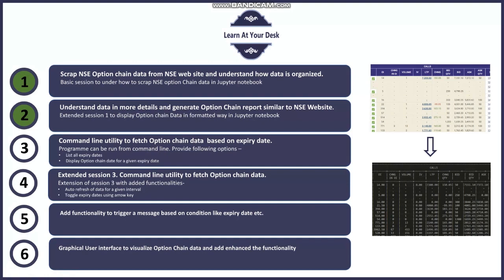The fourth session will extend session 3, where we will add more functionality. A couple of them are auto refresh of the data. For example, if we select the date, it will keep refreshing for a given time interval. Then we will provide some key control where, through the arrow keys, you can toggle between different expiry dates. For example, if you press the up and down arrow keys, you will keep navigating to a different expiry date. And further we will add more videos to have much more content on NSE option chain data web scraping. So let us move forward.